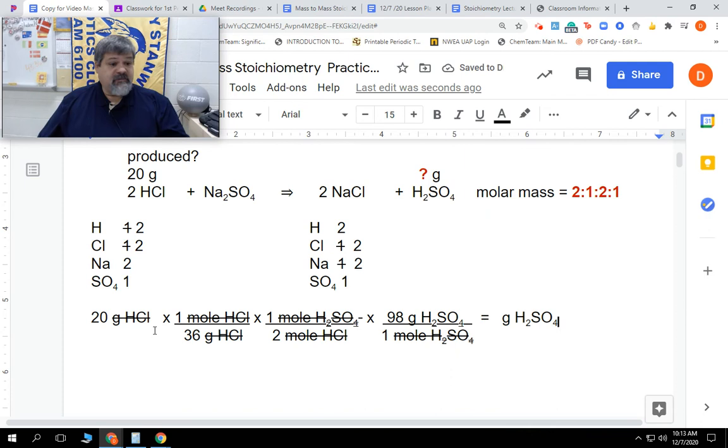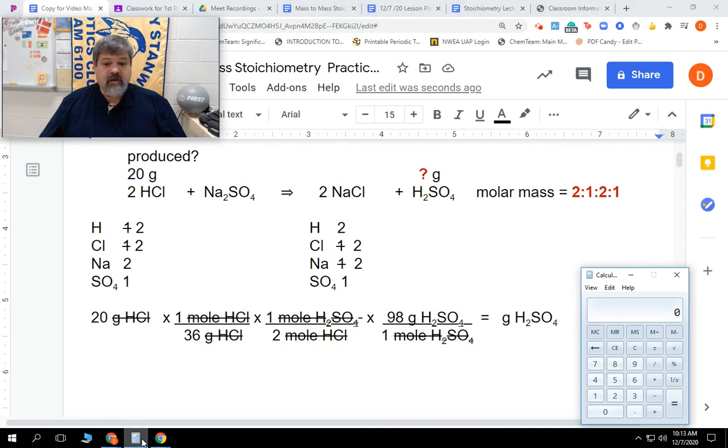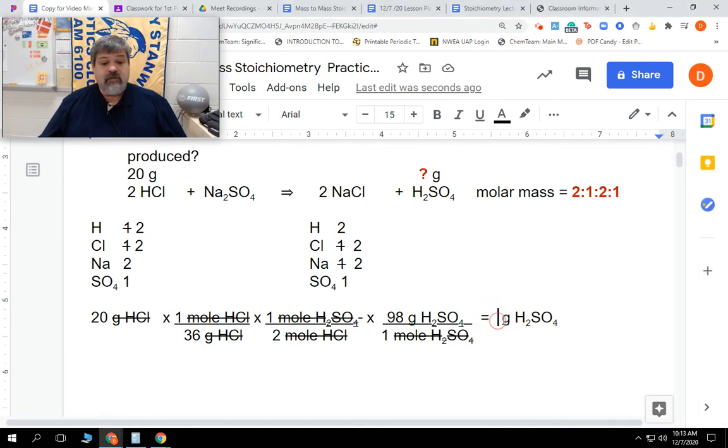Okay, so I'm just going to do the math, and with my math, I don't do anything with ones, remember, because that doesn't change the value. So we're going to bring our calculator back up, and we multiply by the top, divide by the bottom. So we're going to take our 20, and we're going to divide by 36, and then we go to the next step. We're going to divide by 2, and then we're going to multiply by 98, and we end up with 27.22. So 2222. So we're going to put in there 27.222.